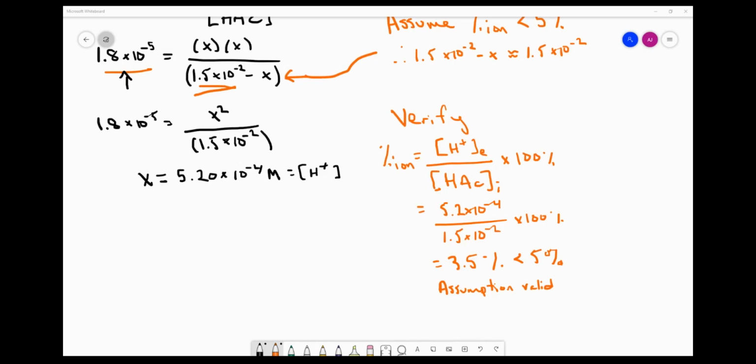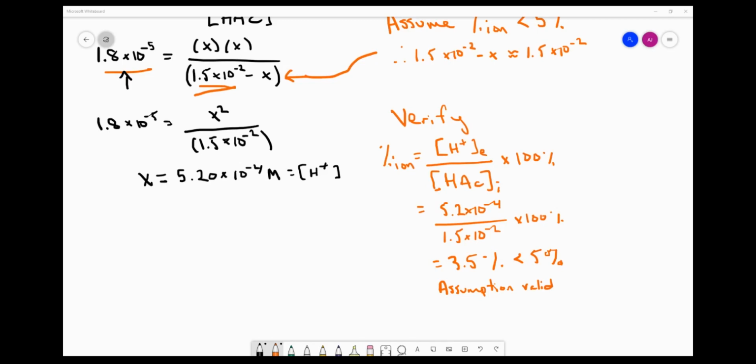In order to verify, we'll plug in our equilibrium concentration of the hydrogen ion, which we just calculated, and divide that by the initial concentration of the acid, multiplying by 100% to express it as a percentage. And we find that in this case, the percent ionization is 3.5, so it's indeed less than 5%, and that means that our assumption that we made is valid.